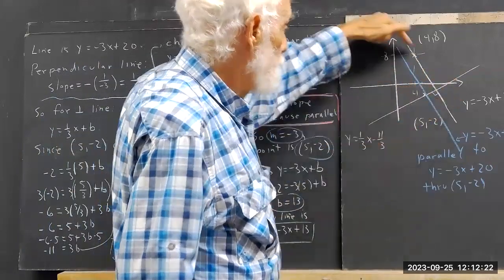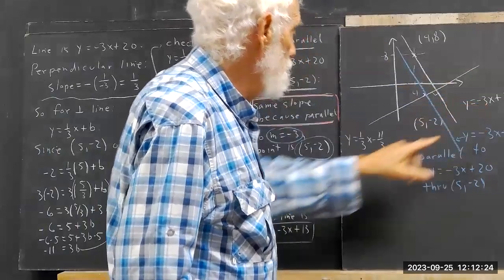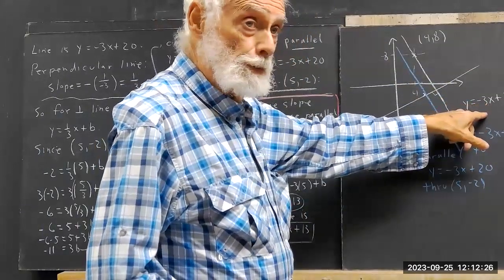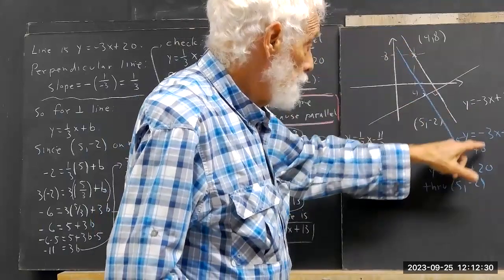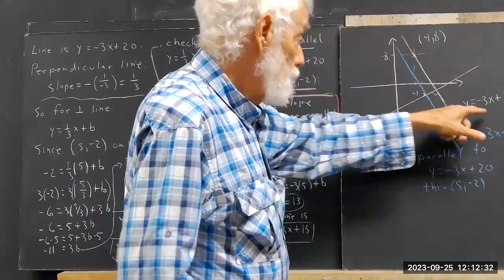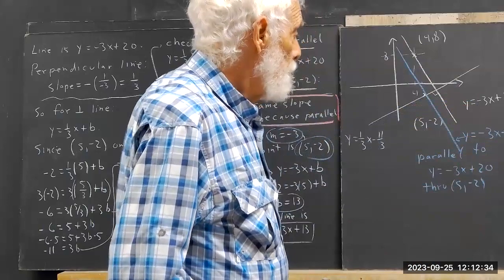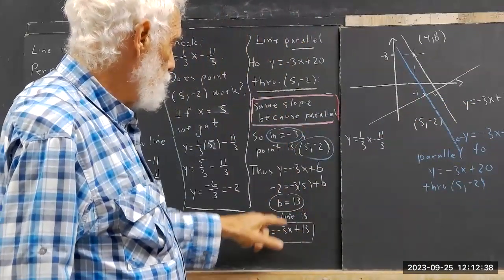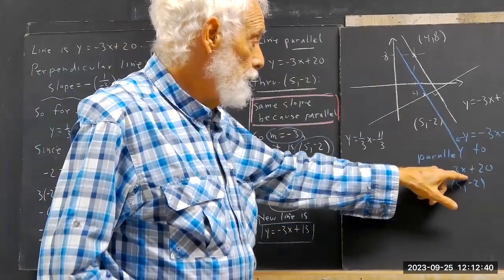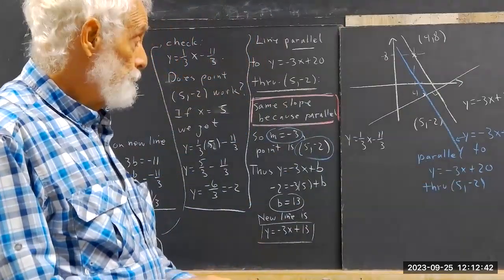This line is perpendicular to this one, so its slope is 1/3 if the slope of this one is -3. This line is parallel to this line, so its slope is the same as the slope of this line, -3. But we have different points. Using those different points, we find a different value of b, and we get the equation of the line.